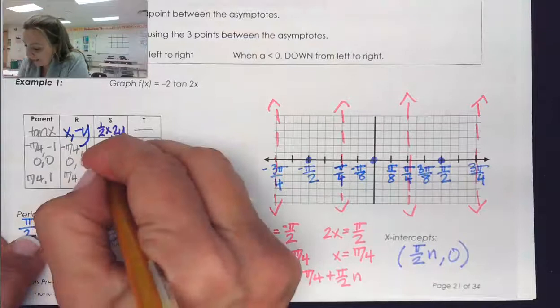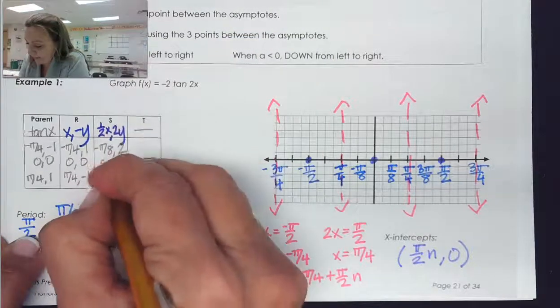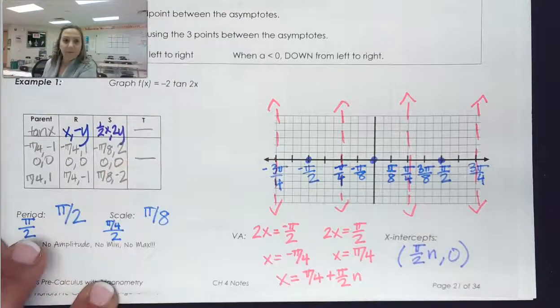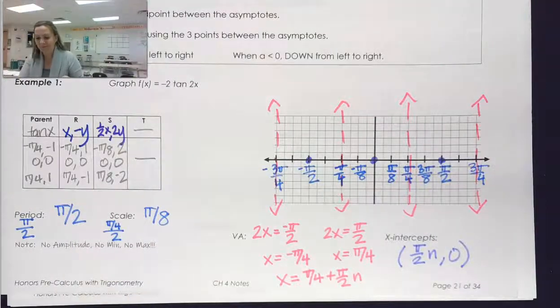Then we will cut the x value in half and double the y. Cut the x value in half and double the y. And the nice thing about tangent is that there are only 3 points to plot, right? And so then what we can do is actually plot these points.